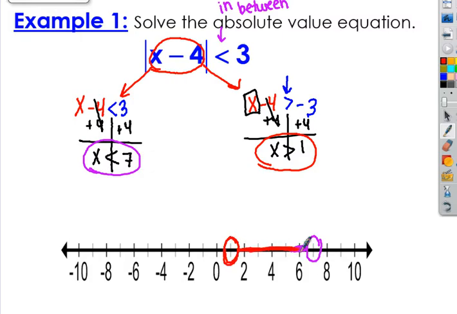So my inequality would look like this to show that it's everything in between those two numbers. And then if I was to write it in interval notation, I would say the lowest number is 1, and it's a parenthesis because it can't be 1, and it goes from 1 to 7 with a parenthesis. That's interval notation.